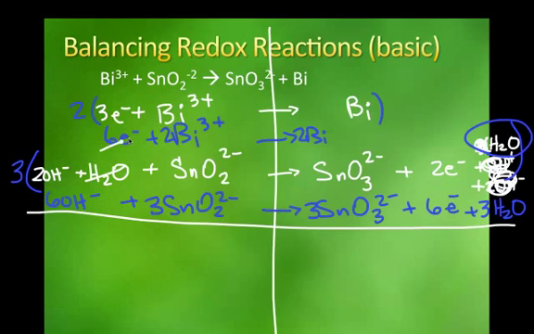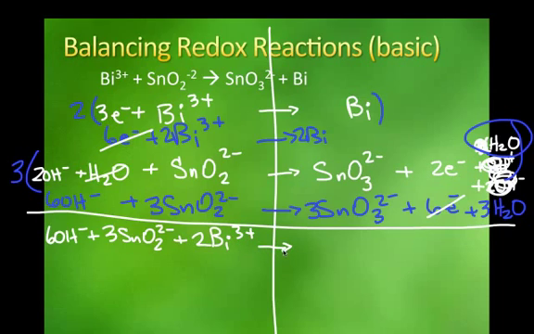6 electrons cancel. Any waters? No water, nothing else to cancel. All right, 6 hydroxides and 3 SnO2 2 minus, and 2 bismuth ions.